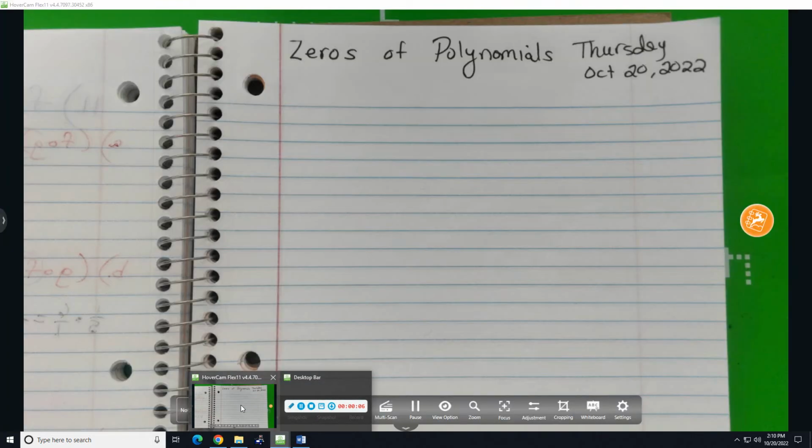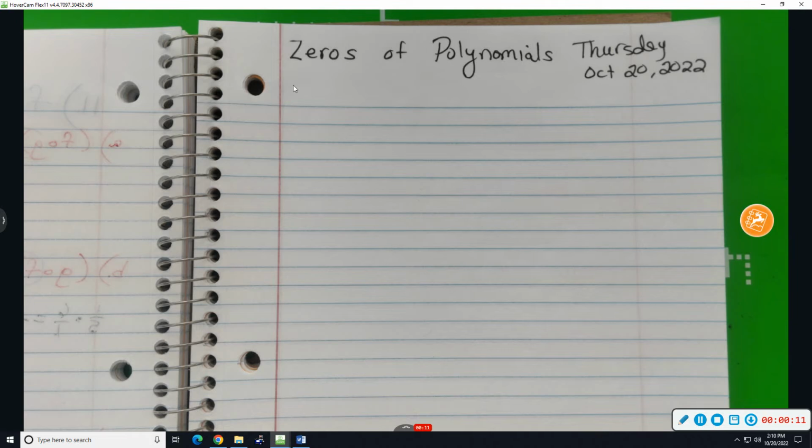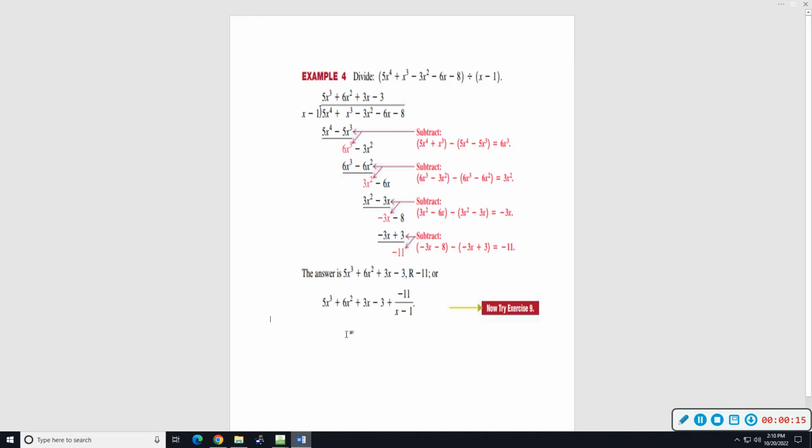Hello class, and today we're going to be looking at something called zeros of polynomials, but before we do that, we're going to learn about polynomial division. In a previous algebra class, you did some long division like this. If you don't remember doing it, that is fine. It usually occurs a couple of weeks after you learn to FOIL for the first time.